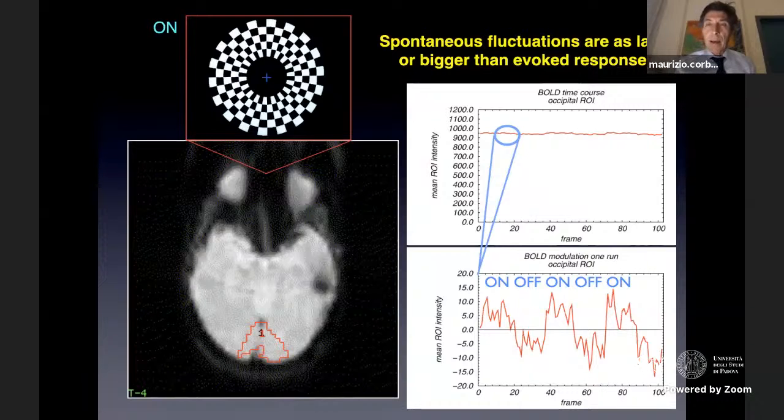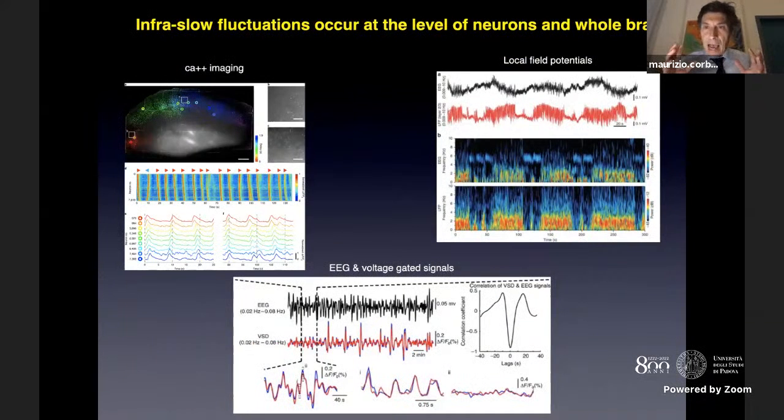This is not neurons. But as we start recording, not from single neurons, like we've done for 25 years, measuring extracellular potential, but now measuring hundreds of neurons with Neuropixels, measuring everything from DC all the way to kilohertz resolution, you will see that at any level, at the level of calcium imaging, local field potential, EEG and voltage-gated signal, we see this very slow fluctuation that actually is the majority of the signal in the brain.